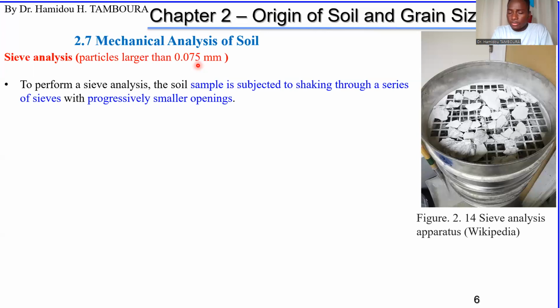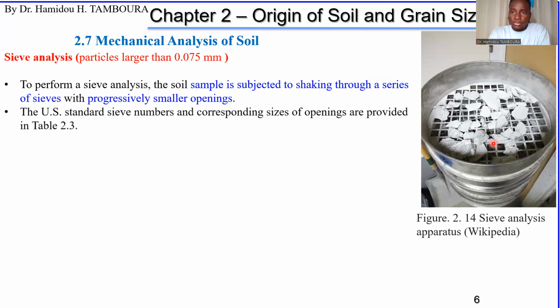Okay, so to perform this analysis, the soil is subjected to shaking through a series of sieves, progressively smaller in opening. It means, as I explained already, as you see here, the top sieve has the largest opening. So as you go deeper, the opening size decreases.